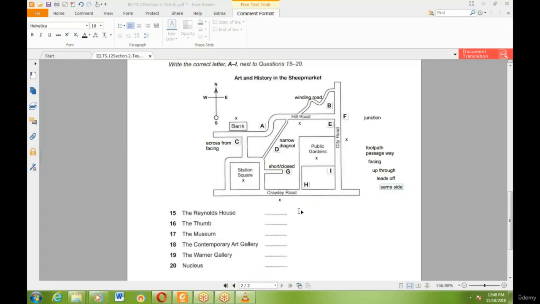Okay, I'm going to go ahead and play it. Now remember, these go in order. First you're going to hear 15, then 16, then 17, then 18, then 19, and then 20. All the questions for IELTS listening go in order. So the first thing they're going to tell you is where Reynolds House is, then where the thumb is, then the museum. It never goes out of order.